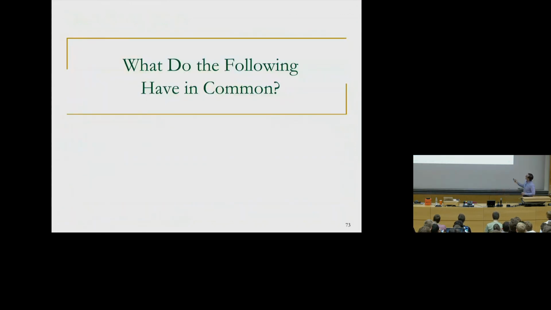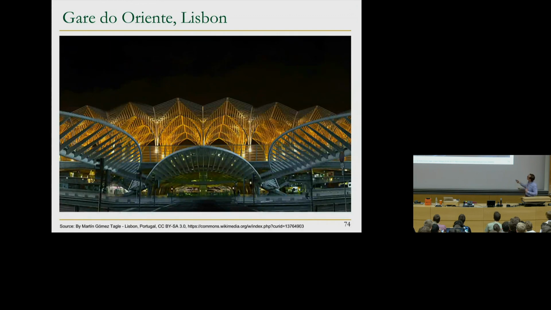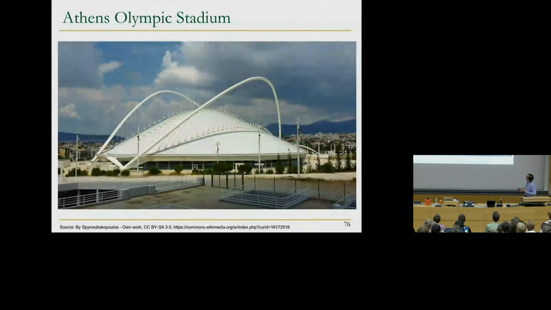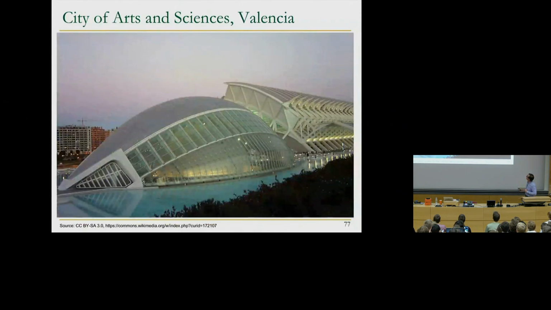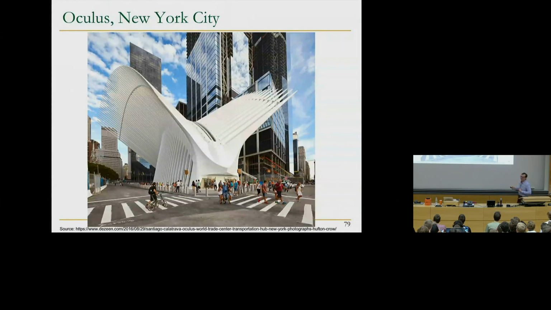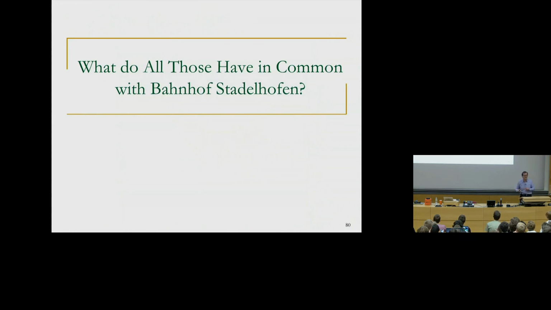So I will ask you, what do the following have in common with Stadelhofen? This Gare do Oriente, Lisbon. Milwaukee Art Museum, you may have been to some of them. Athens Olympic Stadium. Valencia, City of Arts and Sciences. They all look nice. Oh, look at that. Oculus. Does anybody know what they have in common with Bahnhof Stadelhofen? Yes. Same architect. Who is that?